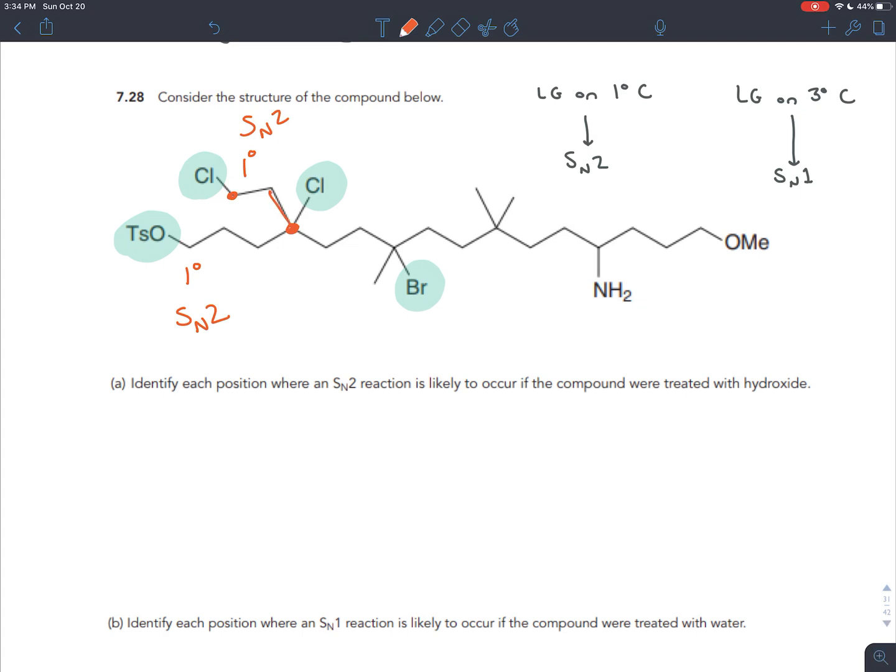This other chlorine, that is on a tertiary carbon, 1, 2, 3. If you have a leaving group on a tertiary carbon, we've discussed in previous videos that that favors an SN1 reaction. Both in the previous video, the one right before this, 727, and also in the video on understanding substitution reactions. So if you want the reasoning behind why a leaving group on a primary carbon favors SN2 or a leaving group on a tertiary carbon favors SN1, I encourage you to go to those videos.